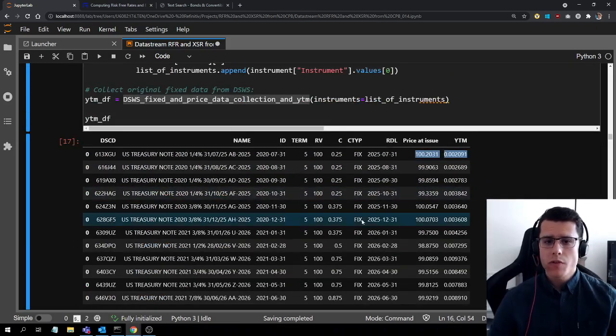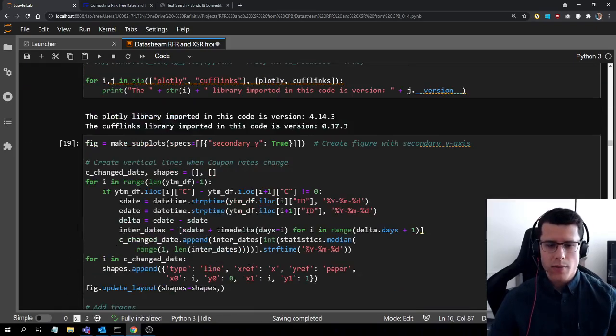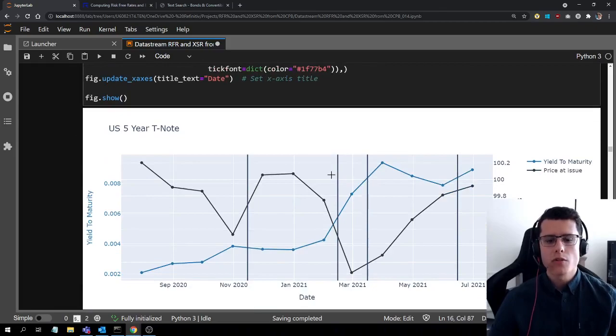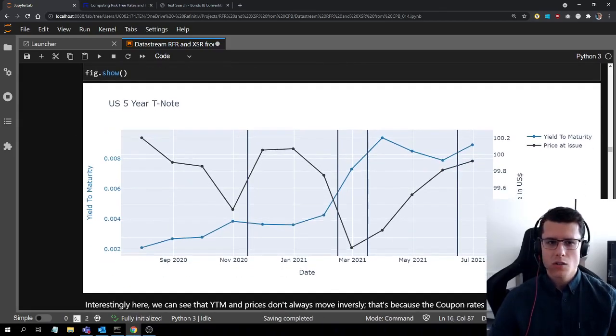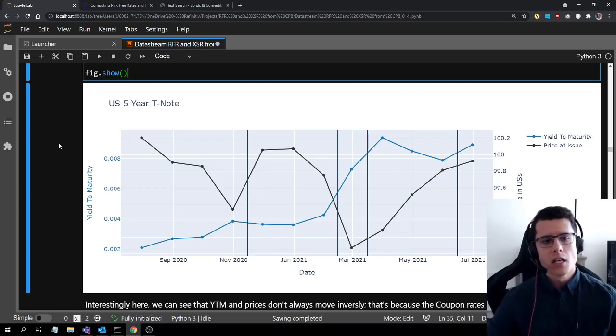Okay, once we've got this kind of data, it'd be interesting to look at it in a graph. Don't worry too much about it, there's quite a lot of code there, but most of the code is for the vertical lines as opposed to the actual graph itself. If I scroll down, there's a car going through at the moment in the background. This is the plot of the data we've just seen above of US 5-year Treasury notes.